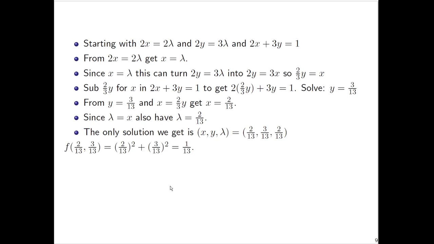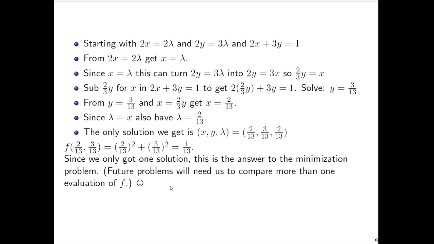So what we're going to do is now plug in that x and y value into the original function f. And I won't go through all the arithmetic here. If it looks all right, it should be 1/13. And since we only got one solution, this is the answer to the minimization problem.